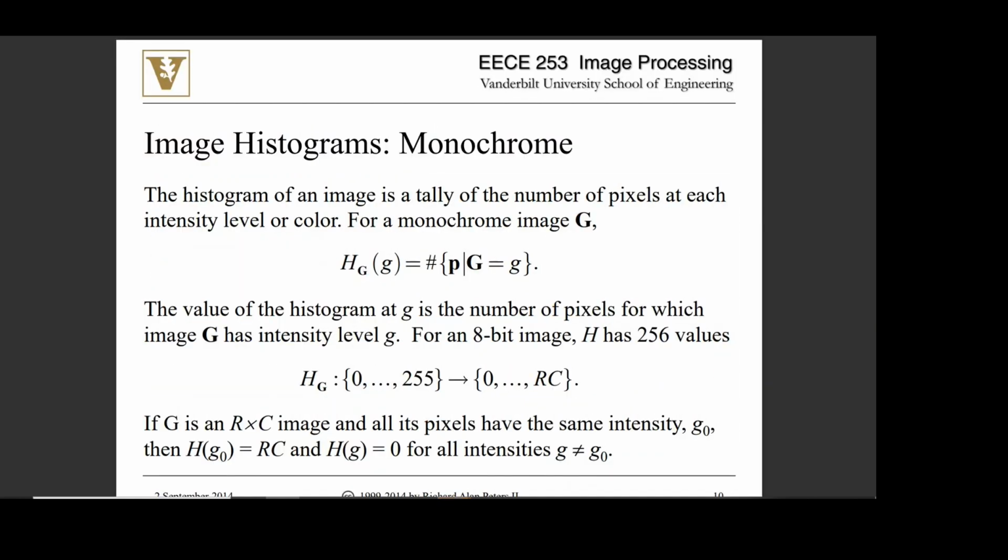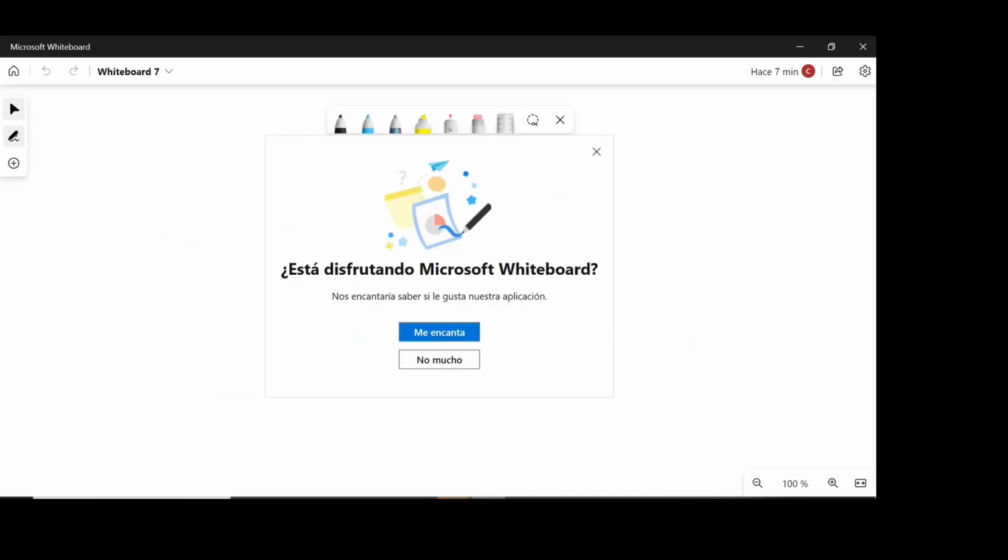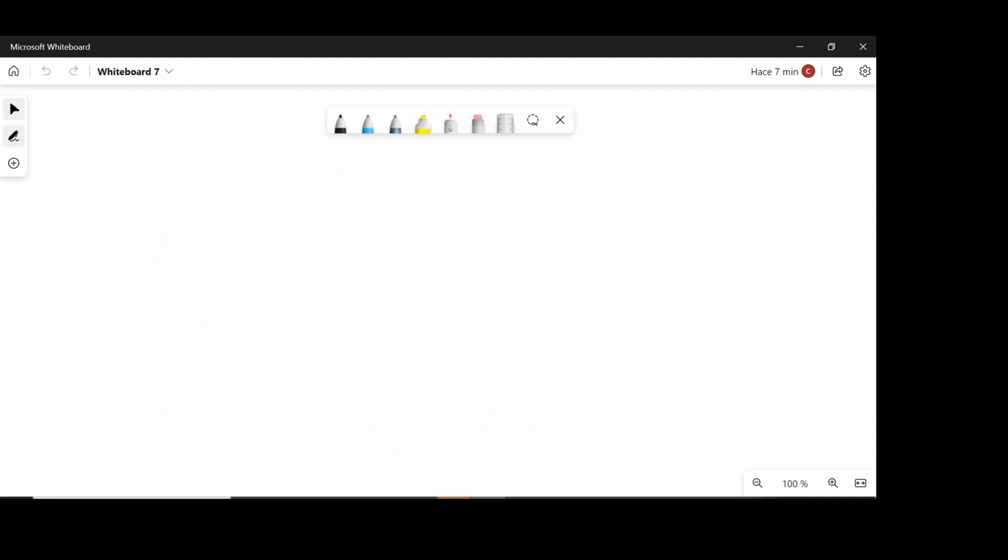So what is a histogram? We come back to our definition. We are working with functions all the time. A histogram of a given channel. This channel has a value that I will label g. It is any color. I have used g for gray, but it is just an intensity. So it is a function that goes from where to where.